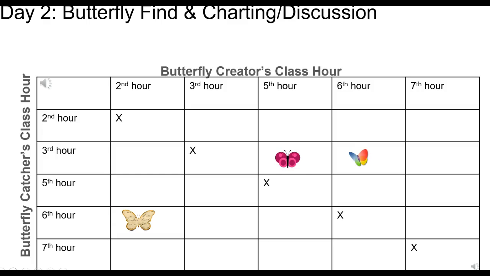We would have this chart posted at the front of the class. Students would look on the back of the butterfly to see what class period the student who made the butterfly is from and then post it on the chart at the front of the class. Once the chart was complete, the class would discuss why a butterfly was more likely or not likely to survive.